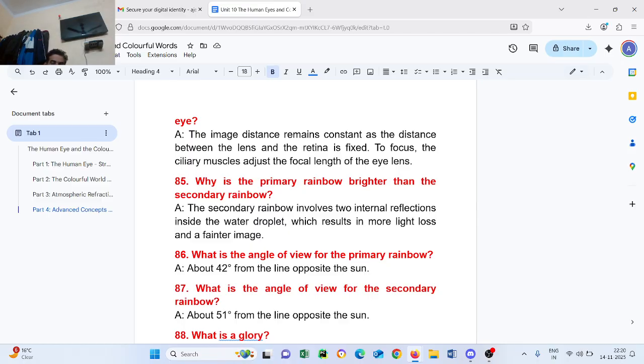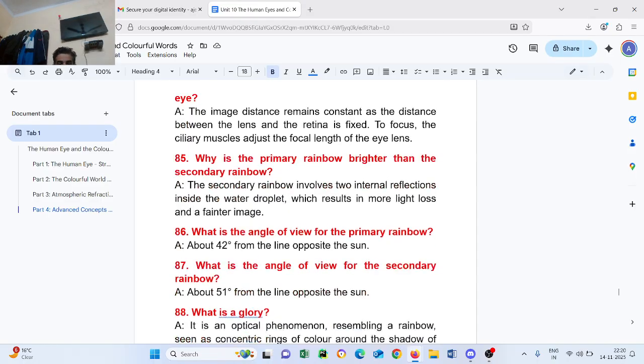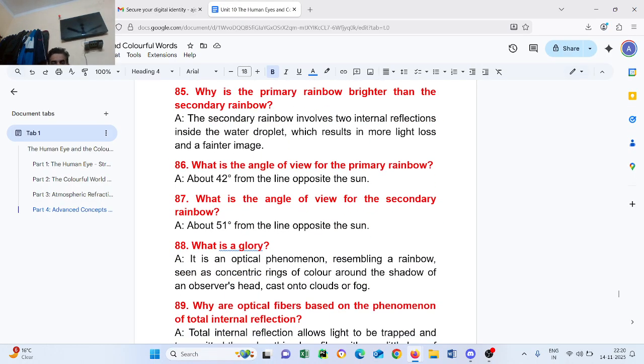Question number 87. What is the angle of view of the secondary rainbow? About 51 degrees from the line opposite the sun. What is a glory? It is an optical phenomenon resembling a rainbow, seen as a concentric ring of color around the shadow of an observer's head cast onto a cloud or fog.